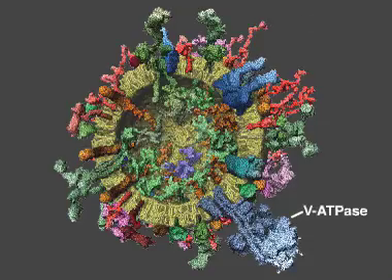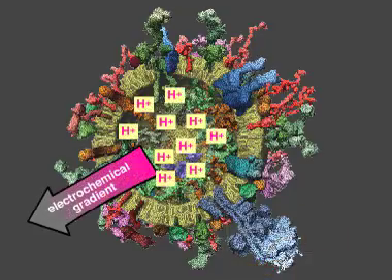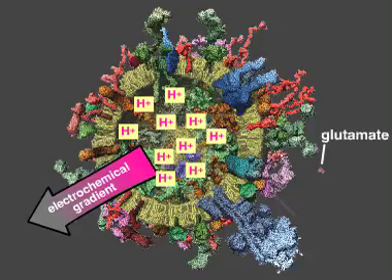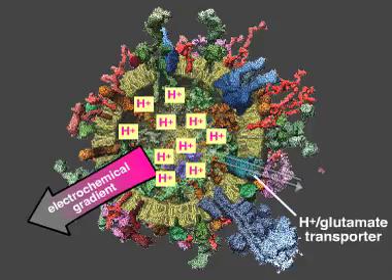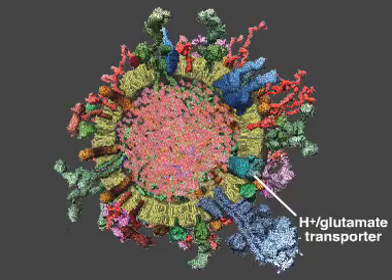The V-ATPase uses energy from ATP hydrolysis to pump protons into the vesicle lumen. The resulting electrochemical gradient provides the energy to import neurotransmitter molecules, such as glutamate, into the vesicle. Through a transporter in the membrane, protons flow down their concentration gradient to the outside of the vesicle, as glutamate enters by an antiport mechanism. In this way, a vesicle is loaded with thousands of glutamate molecules.